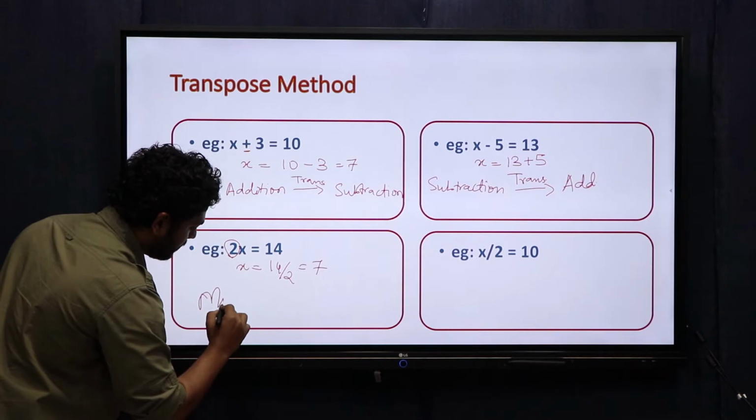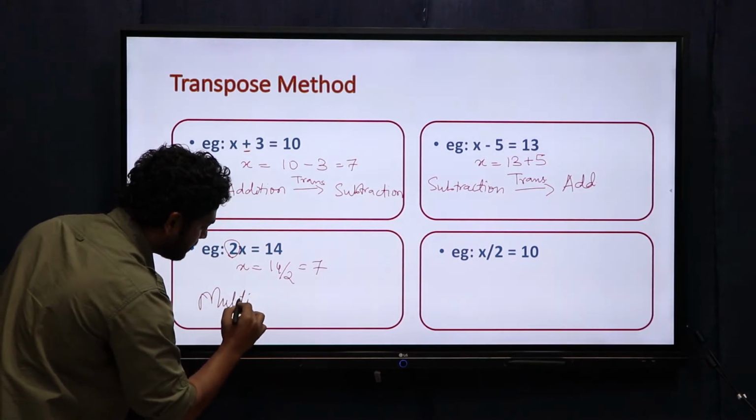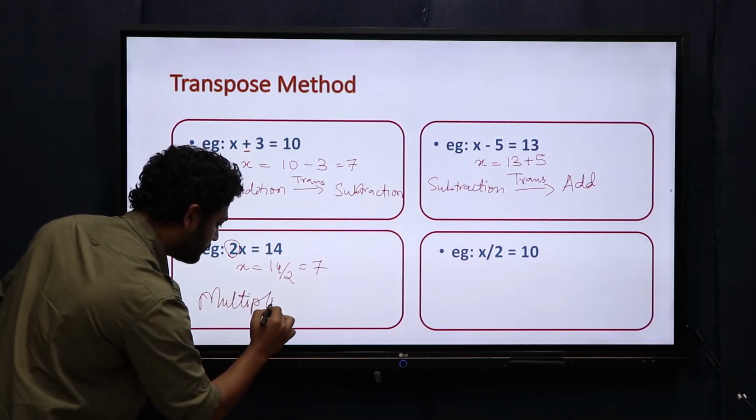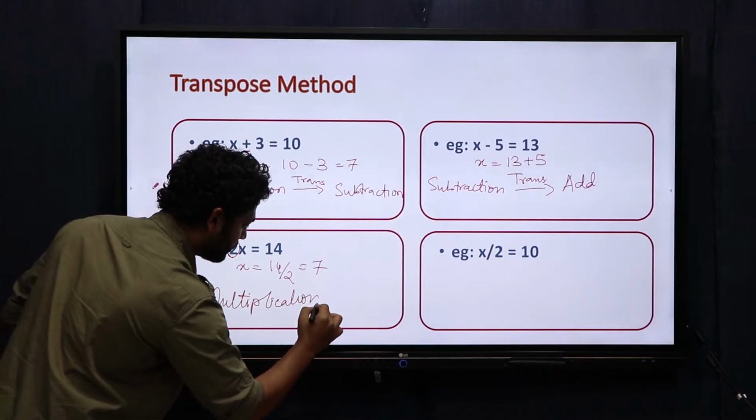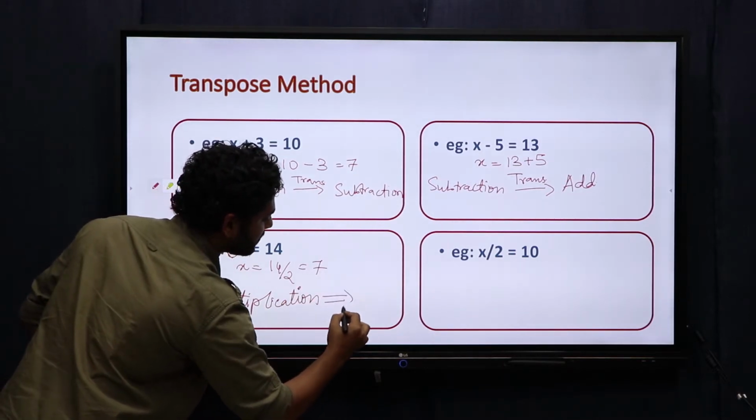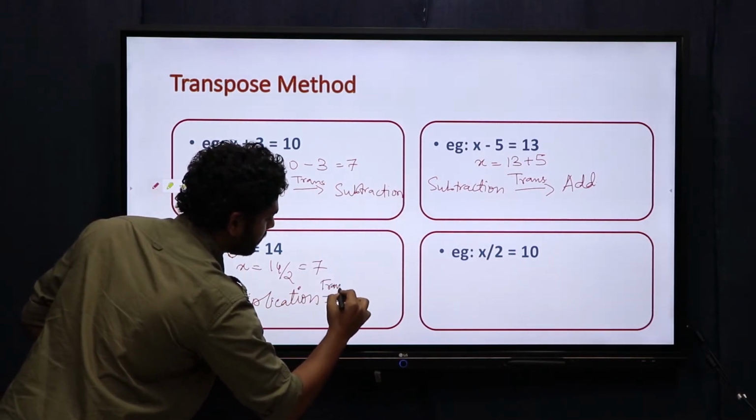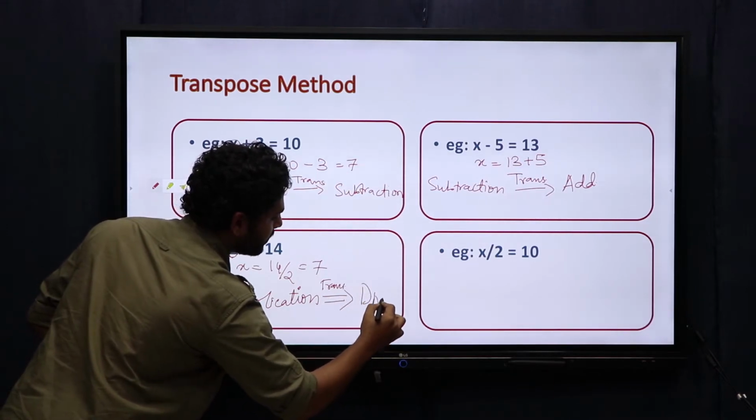Here, multiplication transposes to division.